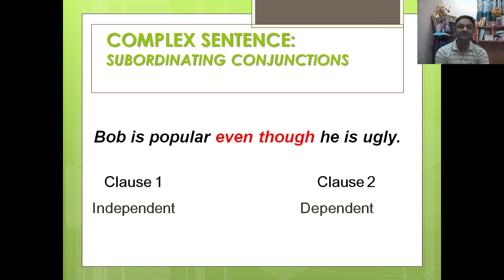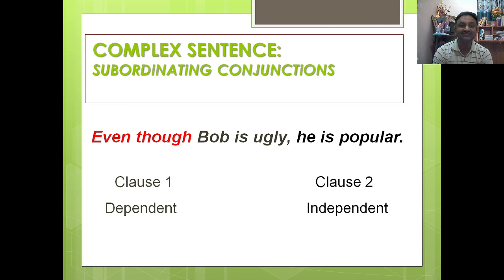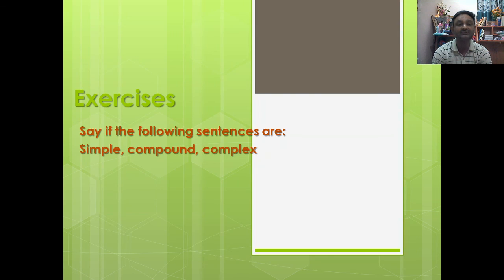So the roles of both clauses have changed. Clause 1 is independent, but clause 2 is dependent, introduced by the subordinating conjunction even though. That's why the sentence looks like Bob is popular even though he is ugly. So clause 2 is dependent. Now we can start it at the beginning: even though Bob is ugly, he is popular. Now clause 1 has changed to dependent and clause 2 has shifted to the independent clause.